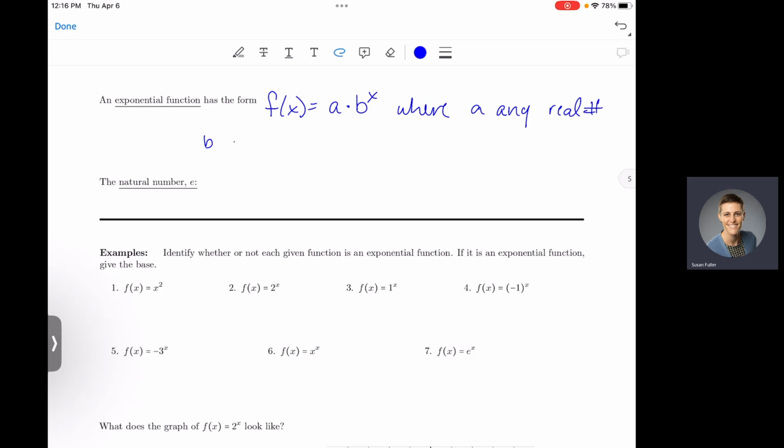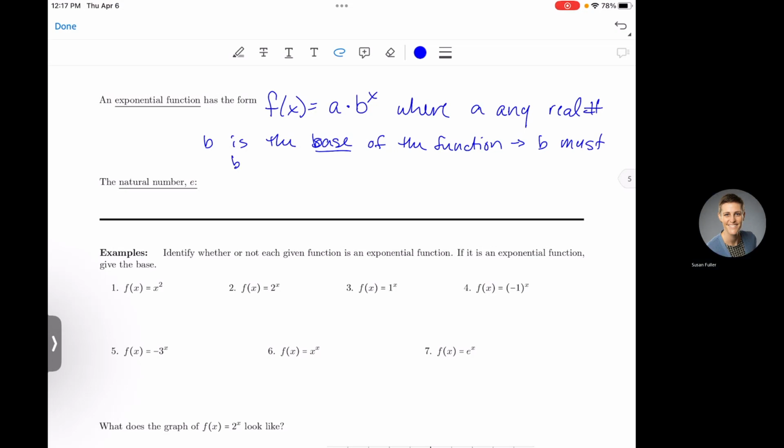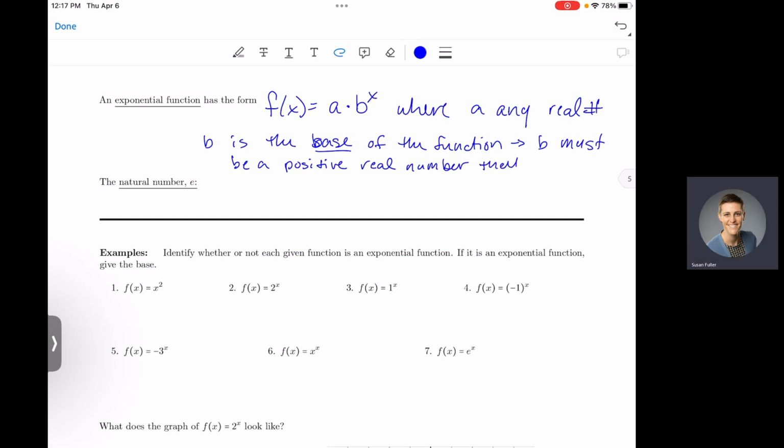b is the base of the exponential function. And b must be a positive real number that's not 1. So the base of an exponential can't be 1.